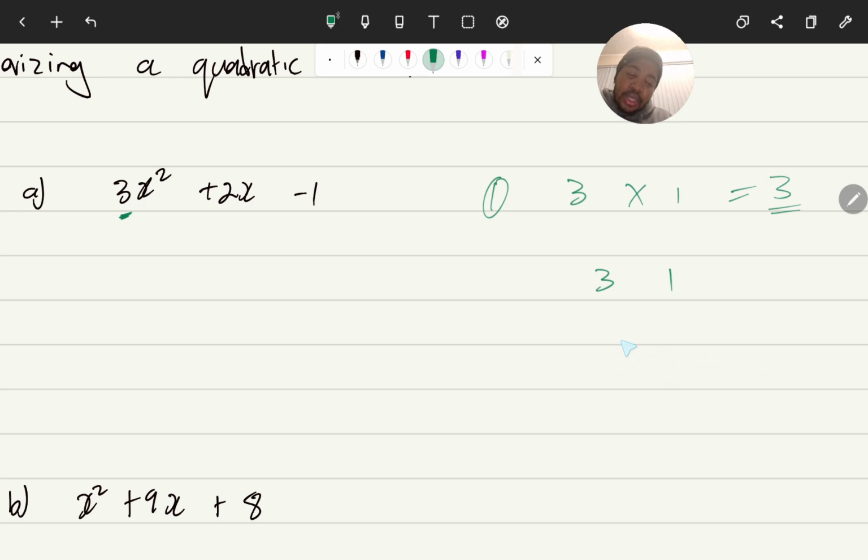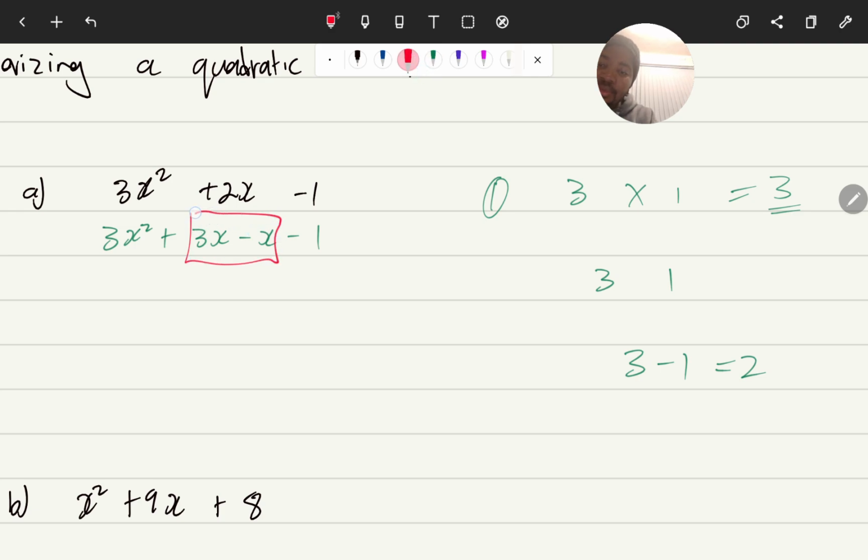So now, let me write it. 3 minus 1 is positive 2. So now I come here and write 3x squared plus 3x minus x minus 1. Now focus here. When you look at that, you see it is exactly 2x. We didn't change anything, and it came from here. Cool. So now we're going to do what we have just done, which is grouping in pairs.